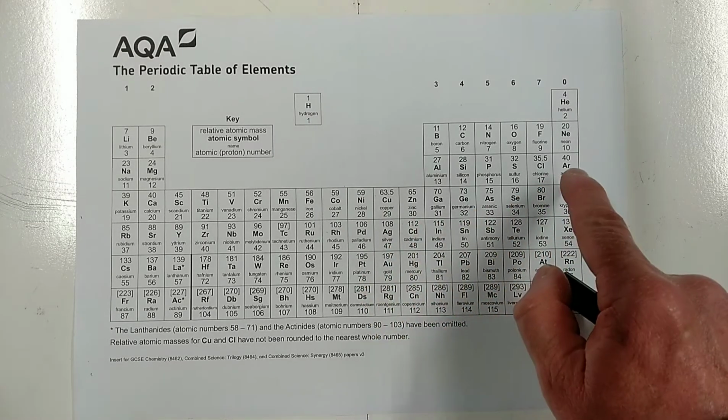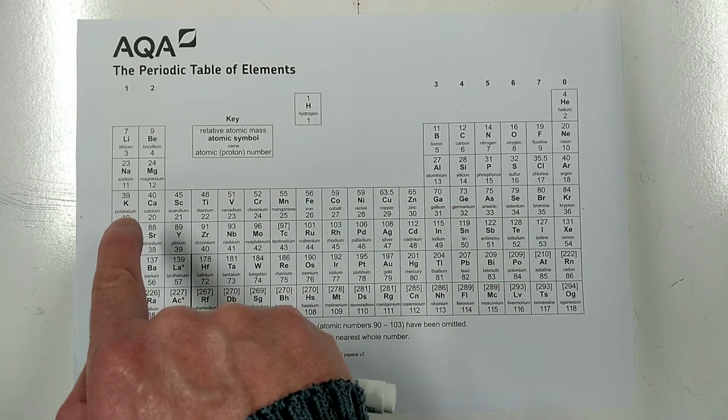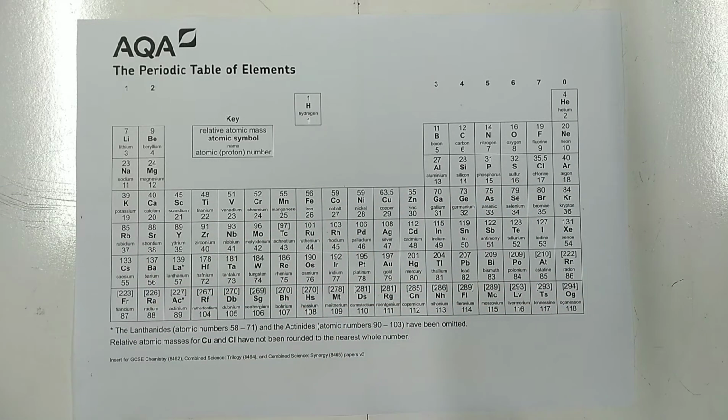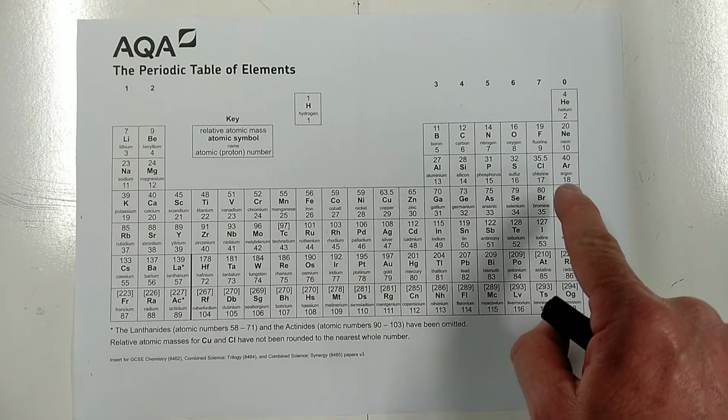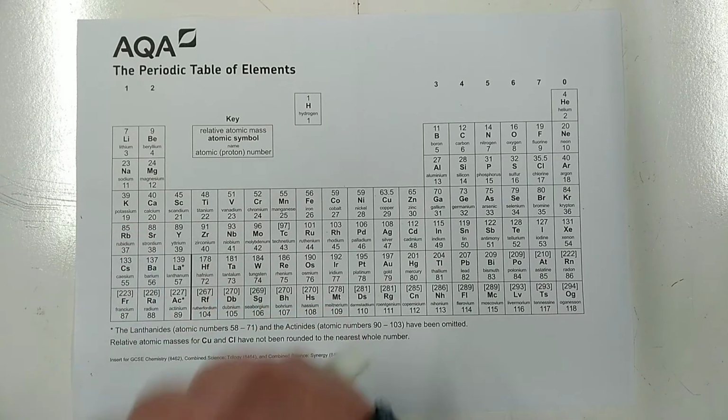So for example, if you go to argon, it is number 40, and then potassium is number 39. So even though the atomic number, the proton number, goes up from 18 to 19, that is due to the number of neutrons and will be discussed in a later video.